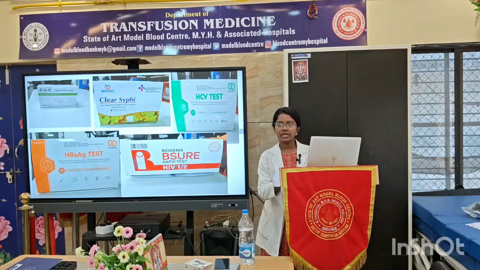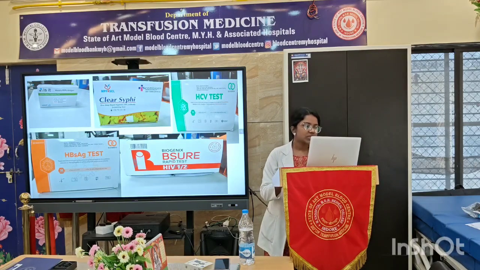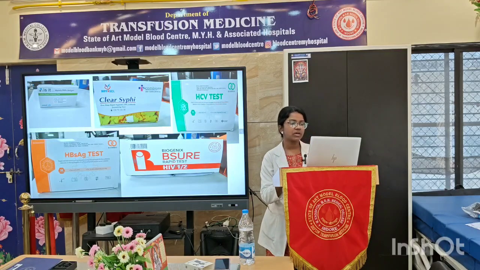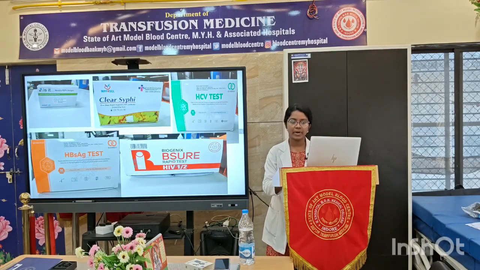So these are the rapid tests which we use in our department. For malaria, we use EZIT. For syphilis, we use the kit from the company Recombigen. For HCV and HBsAg, we use kits from Coshbio. And for HIV, we use the kit from Biogenics.